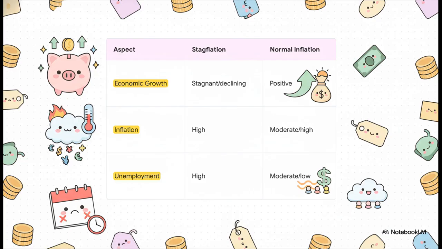Normally, when you have inflation, you'd expect the economy to be growing and unemployment to be pretty low. But with stagflation, you get this absolutely brutal combination of high inflation, tons of unemployment, and an economy that's either not growing or even shrinking. Remembering that difference is really, really important.